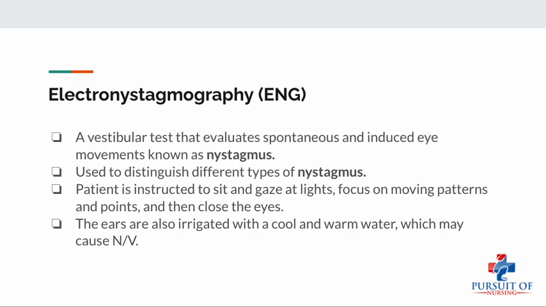And then you have ENG, or electronystagmography. So pre-procedure, this patient does need to remain NPO for at least 3 hours prior to testing, no caffeine for 24 to 48 hours, and just educate the patient that it is a very long and tiring procedure. So it's a vestibular test that evaluates spontaneous and induced eye movements known as nystagmus. It's used to distinguish different types of nystagmus. The patient is instructed to sit and gaze at lights, focus on moving patterns and points, and then close the eyes. The ears are also irrigated with a cool, warm water, which may cause nausea and vomiting.